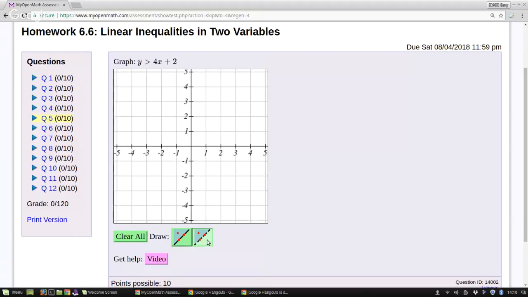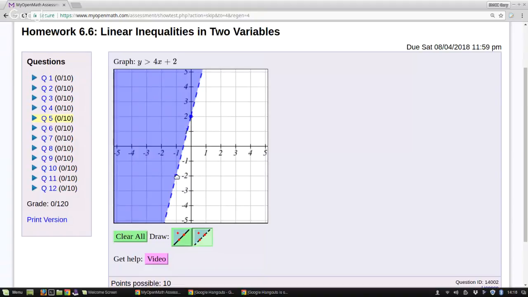So switching to a dotted line, I can graph this by using the slope-intercept idea. So the y-intercept is 0, 2. And the slope says to go up 4 and right 1, or I could go down 1, 2, 3, 4, and left 1. So here I have my line.